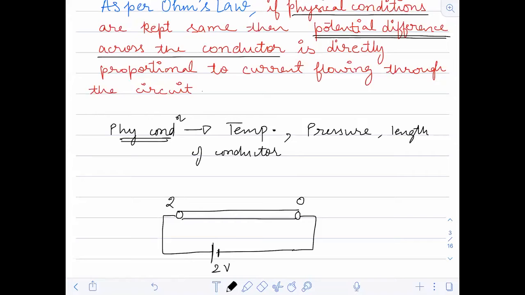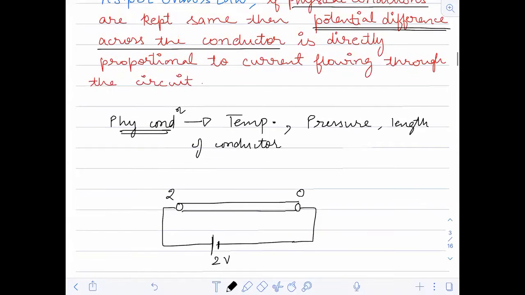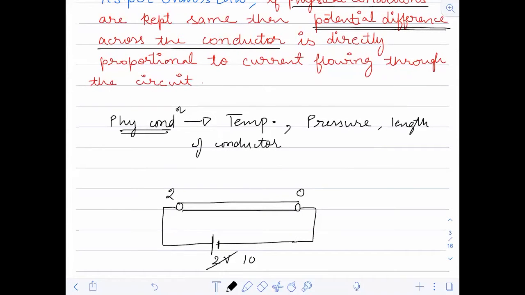Did you understand this? Suppose instead of 2 volt, I put 10 volt, so the potential difference becomes 10. If I put a 100 volt battery, the potential difference across the conductor becomes 100 volt. Do all of you understand this?